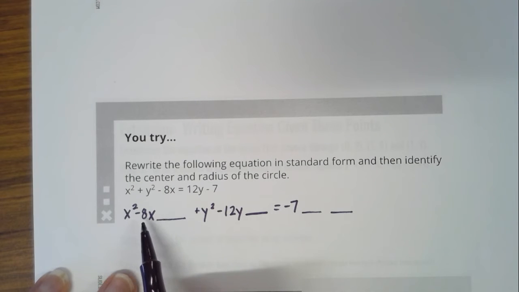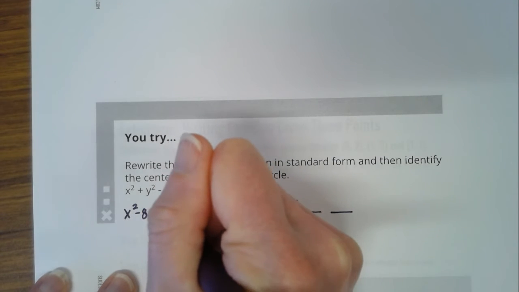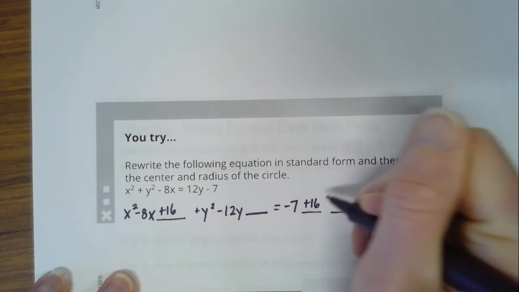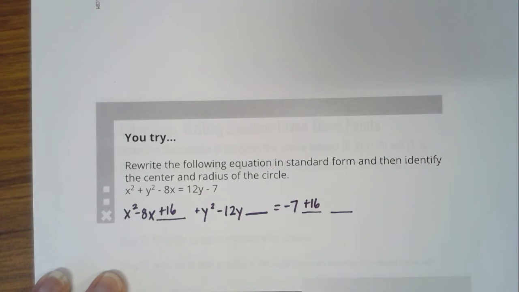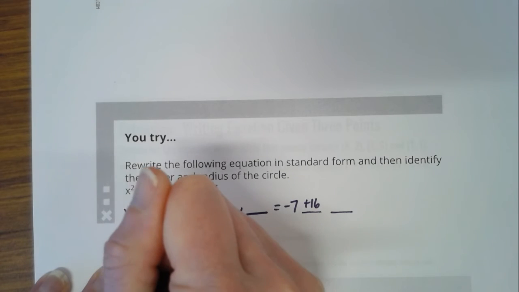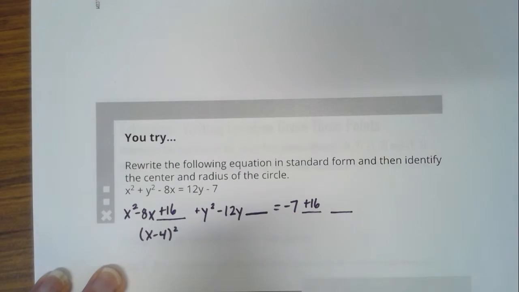Half of this guy right here would be my first b, so half of -8 would be -4. -4 squared would be +16. So I'm going to add 16 to both sides. And just be careful when we factor this because this is a -8. As I factor this and I find numbers that multiply to make 16 but add to give me -8, they would both be -4. So this would factor as x minus 4 squared.